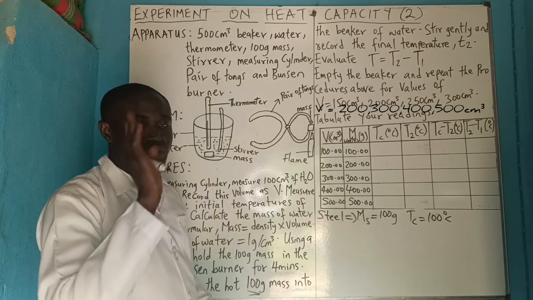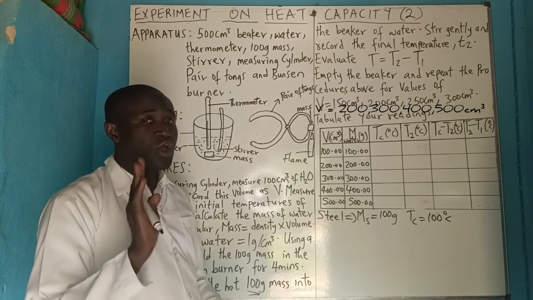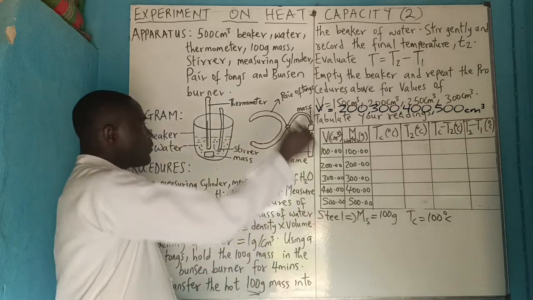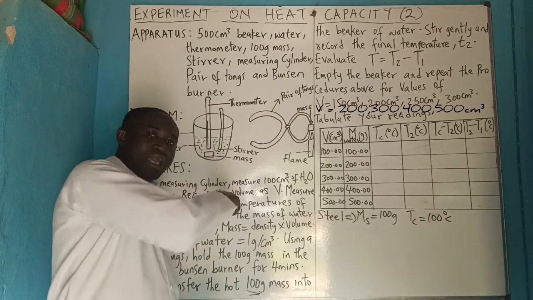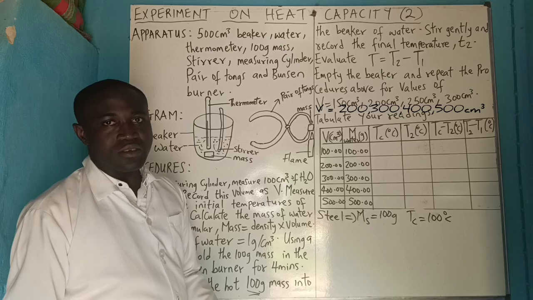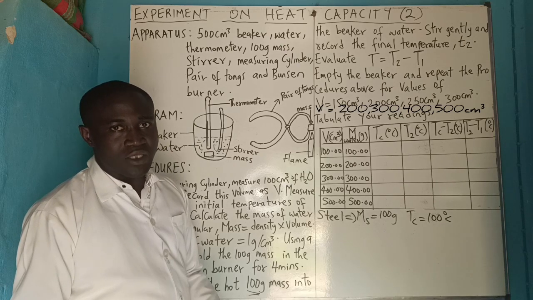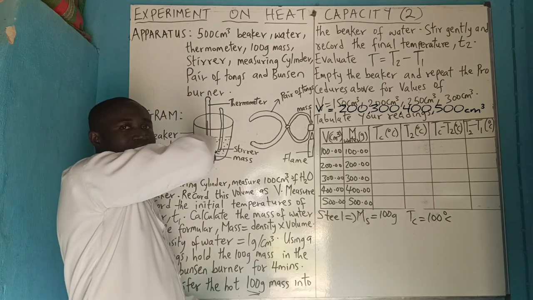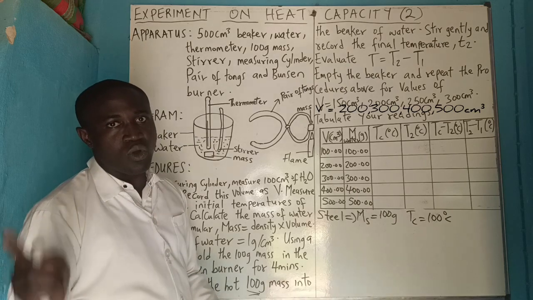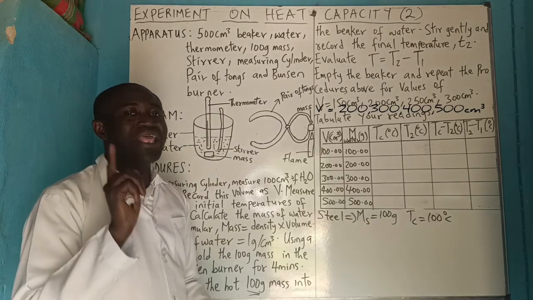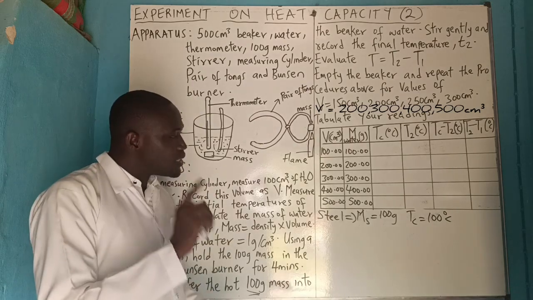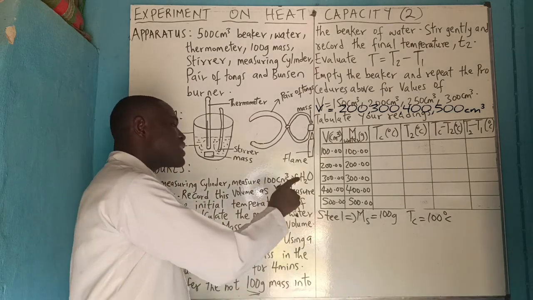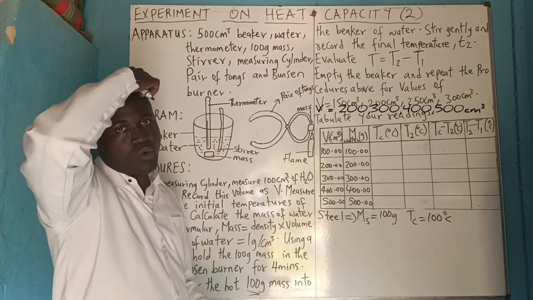Use a thermometer to check if it is 100 degrees Celsius. Then, before putting it inside the water, are you getting it? Before putting it inside the 200 cm cube of water, we heat it again to 100 degrees Celsius. So we maintain that temperature we heat the mass to. If you do not maintain that temperature, you will not be able to get your experiment done.